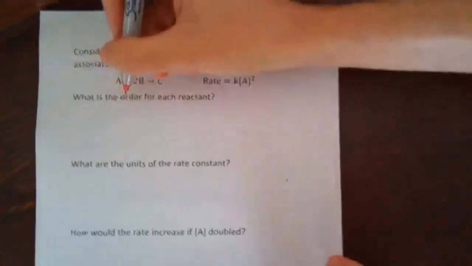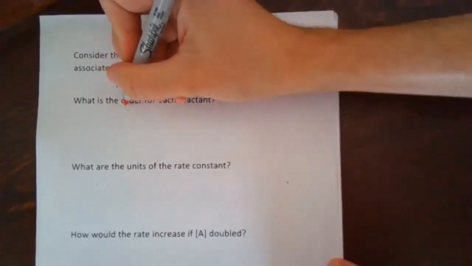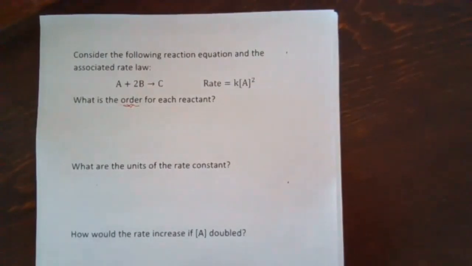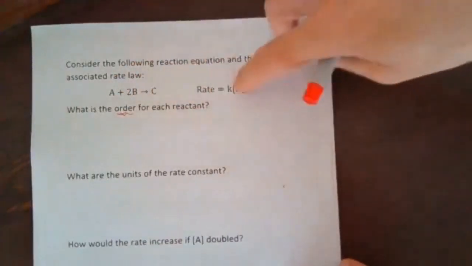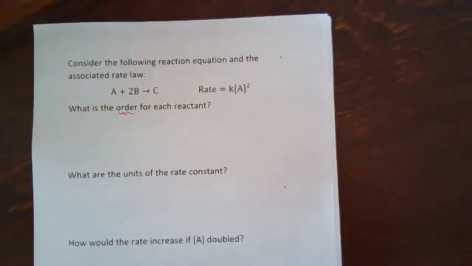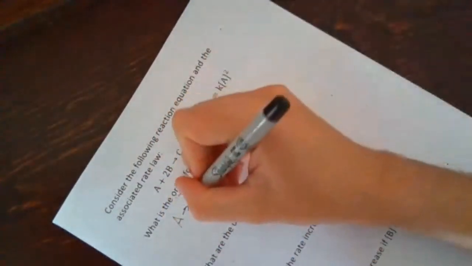All right, so the first question: what is the order for each reactant? If I want the order, what I'm looking at are the exponents in the rate law. There's the 2 power, that's the second power right there on the A. So I know right away that A is second order.